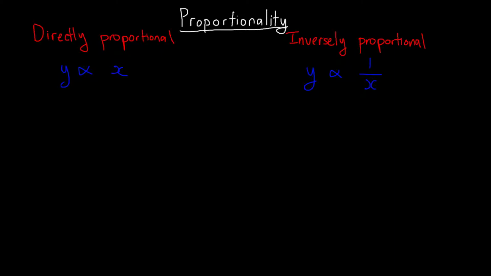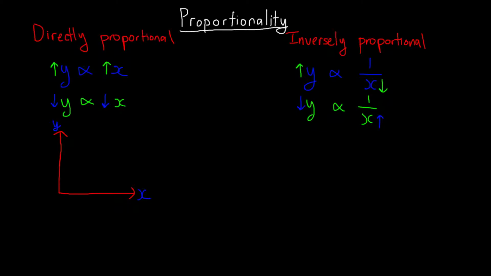So what do these two relationships actually mean? For directly proportional, when Y increases, X will increase at a constant rate as well. But for inversely proportional, when Y increases, X will decrease. And it is true vice versa as well. So when Y decreases, X will decrease for directly proportional, but for inversely proportional, when Y decreases, X will increase.